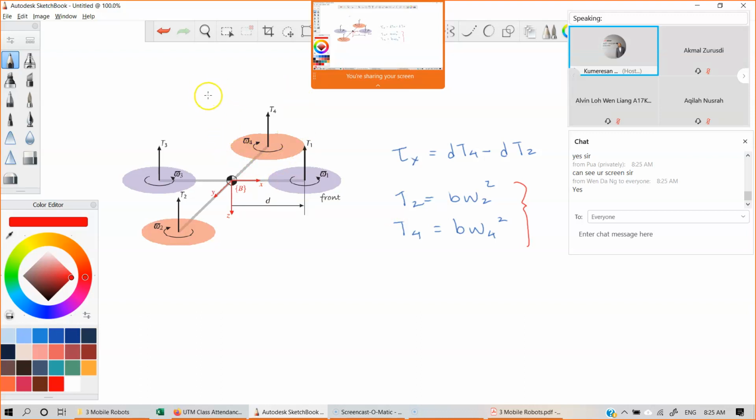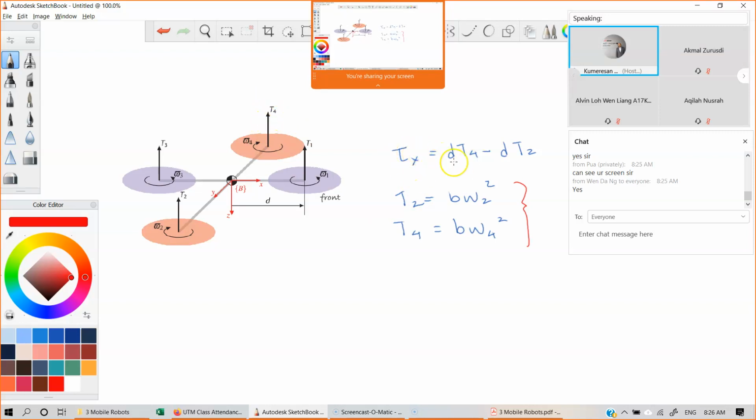Air mass you push downwards, and according to Newton's law, for every action there's an equal but opposite reaction, right? So if you push something down, something will go up. So there we go, right? The faster is the omega 2, the higher is T2, and the same thing with T4. So this is thrust, this is the force over here, but we want to compute torque.